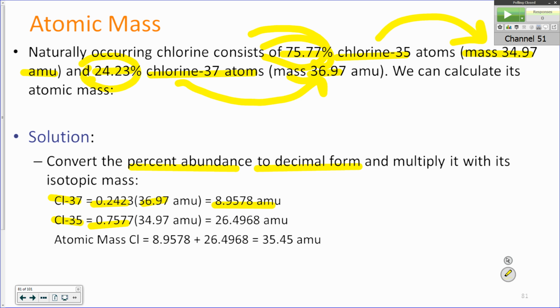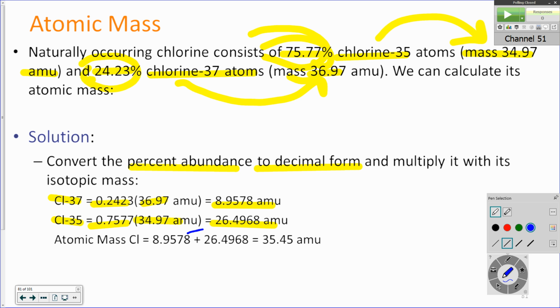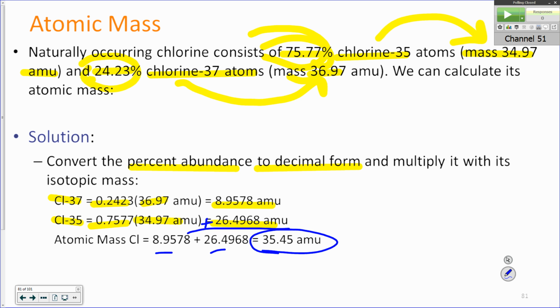It's 0.7577 times its mass in AMUs. Its contribution is 26.4968. So now what we do to find out the weighted average is we take those fractions and we add them together. So the pieces add together to make the whole. So I add together both of those masses and I get what we see in the periodic table. The weighted average of the isotopes is the 35.45. So if I look at chlorine in the periodic table, I see the 35.45.